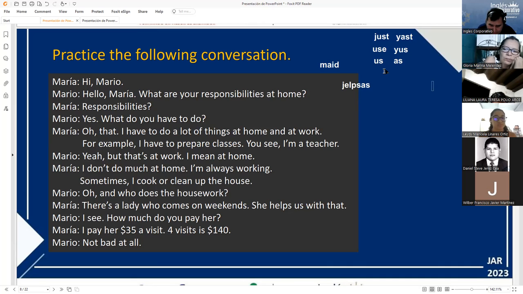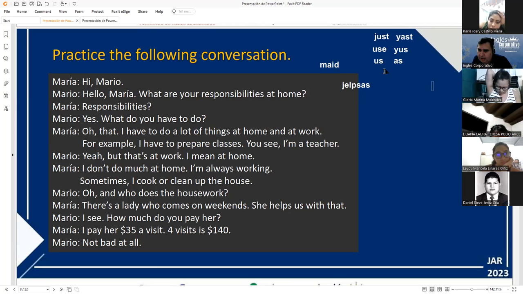Per month, four visits is $140. Oh, not bad at all. Excellent. Very good. Thank you very much. We have Liliana, Laura, Teresa, Maria. And because there is no gentleman that wants to accompany you, we have Carla and Dari. It's going to be Mario, okay? So begin.